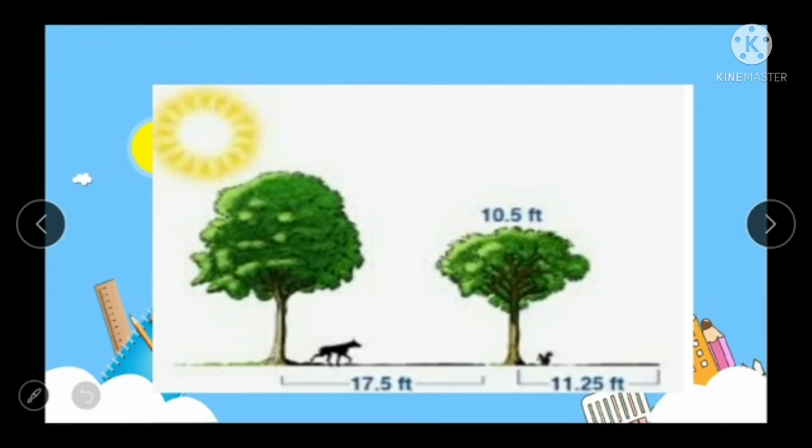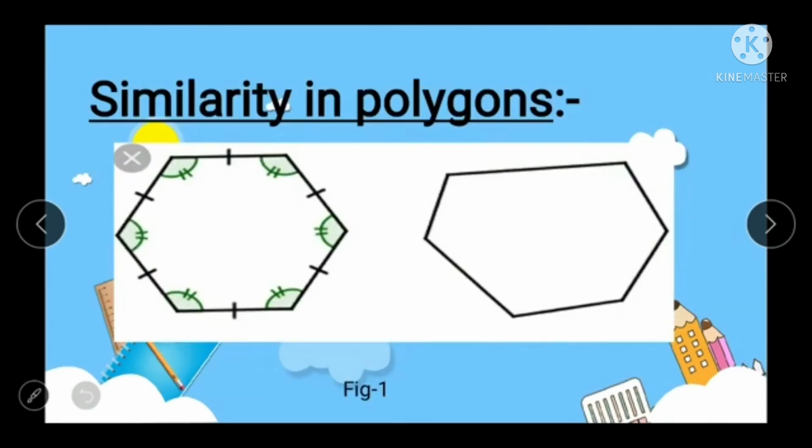Now in this situation, where the trees are, the length of the shadow of both the trees will enlarge in the same ratio. So we can use the concept of similarity to find the height of the bigger tree. Now similarity in polygons.